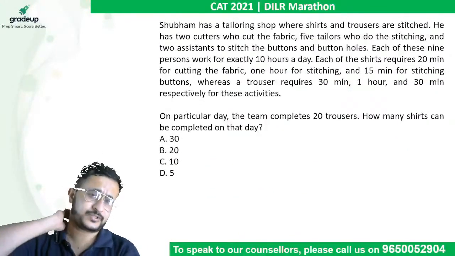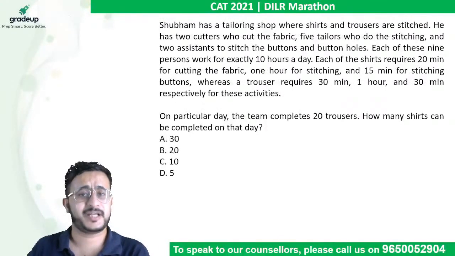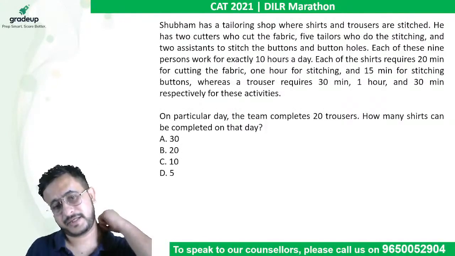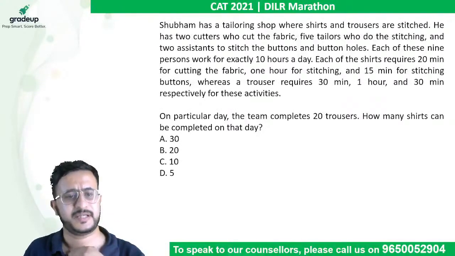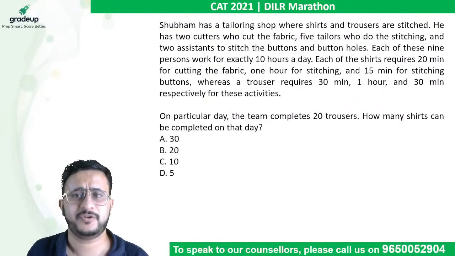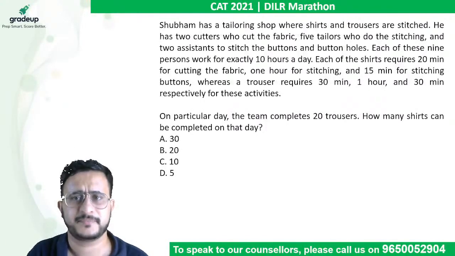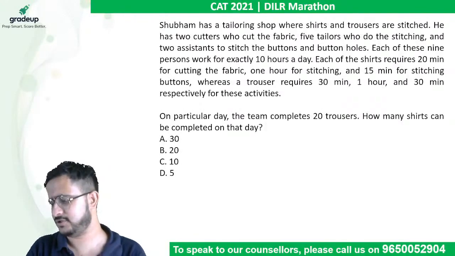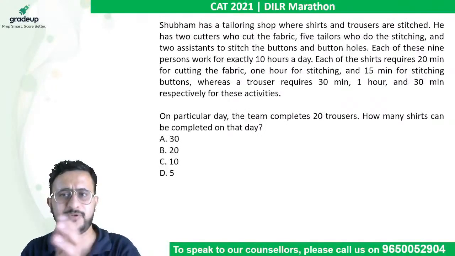All right, now the next question is, on a particular day the team completes 20 trousers, how many shirts can be completed on that day? If they start together, then tailors and assistants will be waiting for it. We do not have to consider that they have to wait and all those things. We are not given any sequence, but yes, they should finish it by that time.